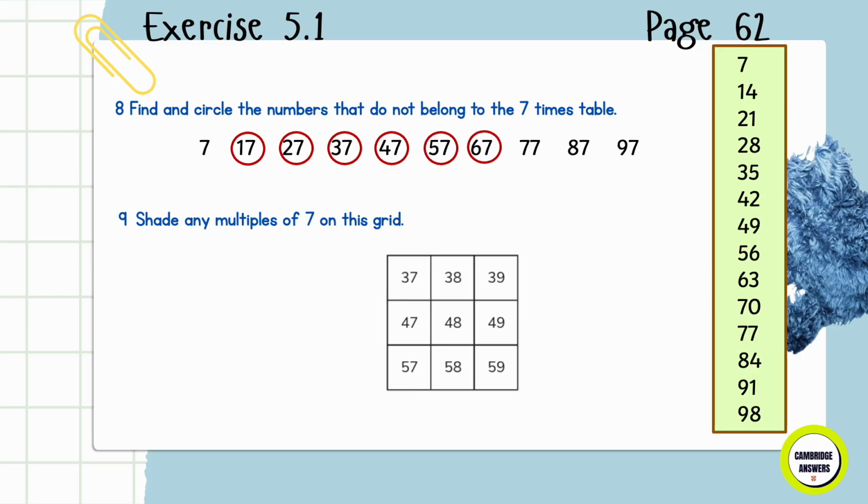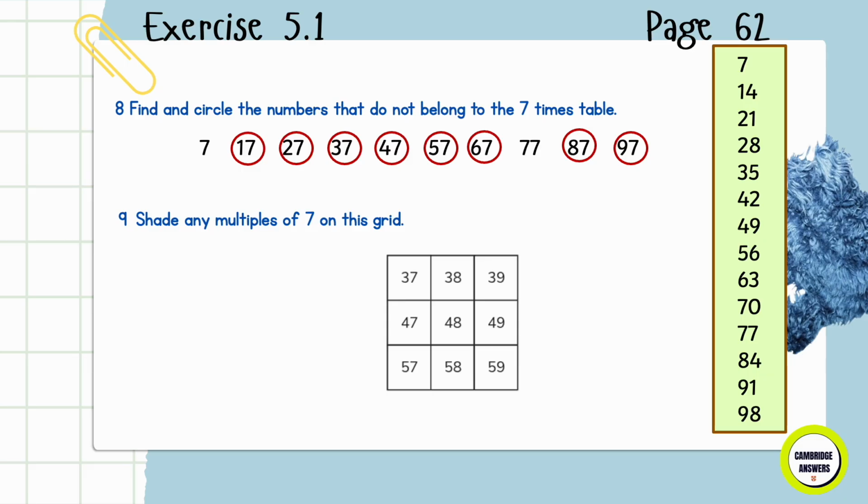77. That's in the 7 times table, so we leave it. 87. Not in the 7 times table, circle it. 97. Not in the 7 times table, circle it. Great job! All the numbers that aren't in the 7 times table are circled. Thanks, Cookie Monster!